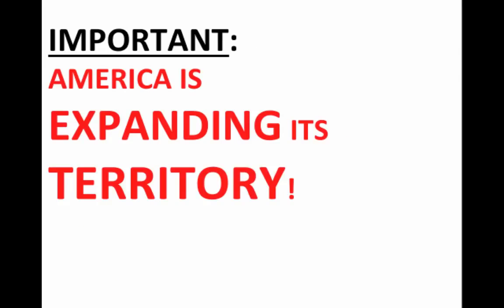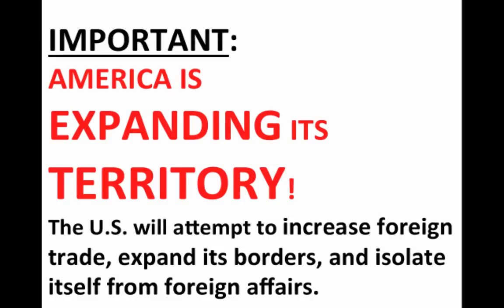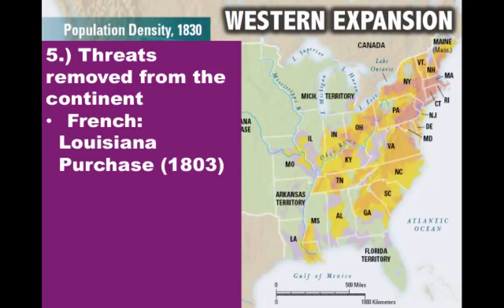Kind of one of the important points you're going to see is America is expanding its territory. The size of the United States is going to more than double during this period. In fact, the U.S. will attempt to increase our foreign trade, expand our borders, and at the same time, especially after the War of 1812, attempt to isolate ourselves from foreign affairs. This will make wars are removed from the continent. And for instance, Napoleon was kind of hoping to create a French empire once again on the North American continent, but that all disappears because in 1803, Jefferson gets the Louisiana Purchase, doubling the size of the U.S. without having to go to war.